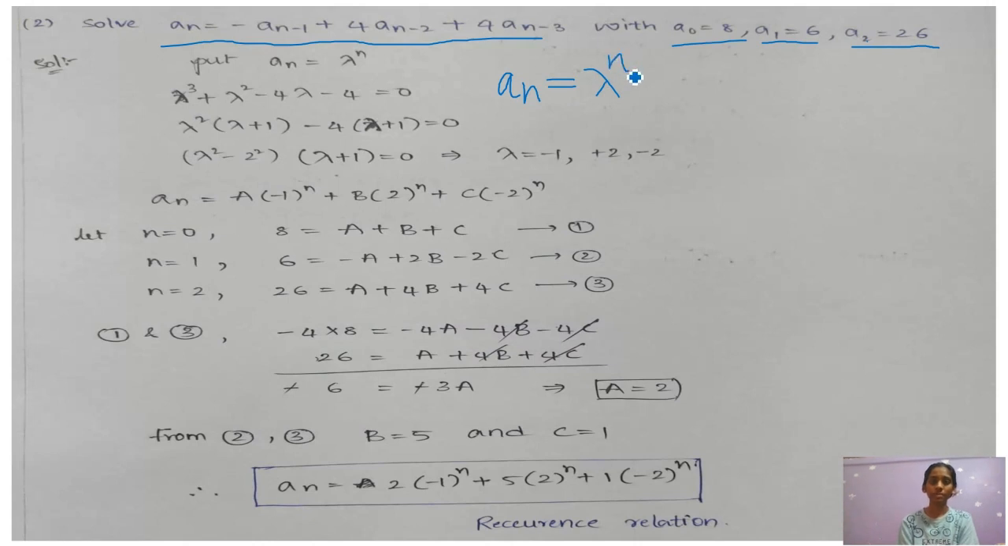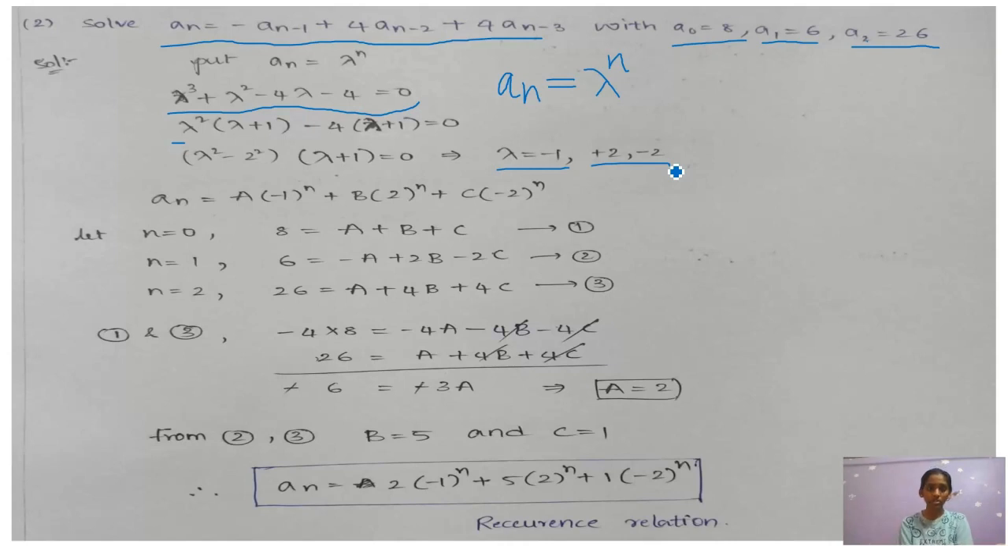As I have solved in the previous problem, we have to solve it in the same way by taking an as lambda power n, and in place of an minus 1, we'll be getting lambda power n minus 1. By taking lambda power n common from all those, we'll be getting the final equation, or characteristic equation, as lambda cube plus lambda square minus 4 lambda minus 4 is equal to 0. So we'll be solving it by the synthetic division method, or you can use a calculator to solve this cubic equation. At last we'll get roots as lambda is equal to -1, +2 and -2. Here all three roots are different.